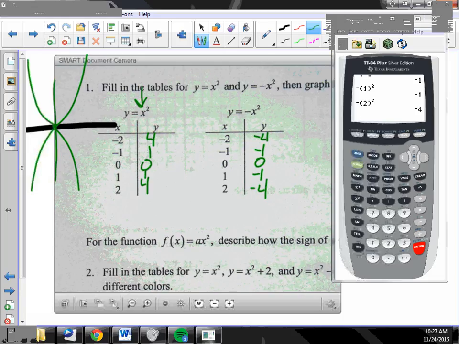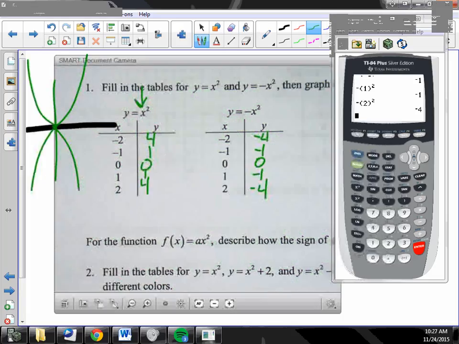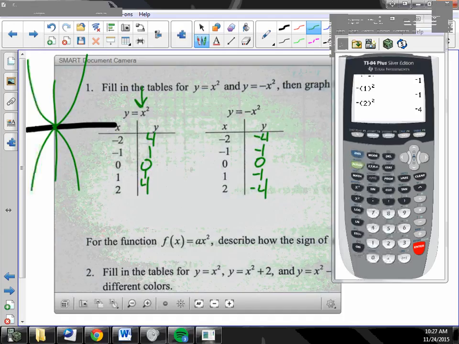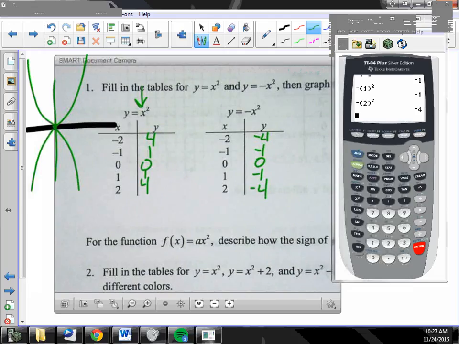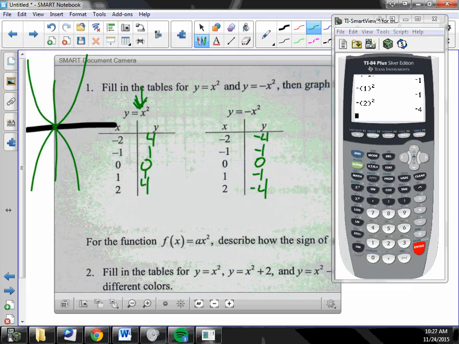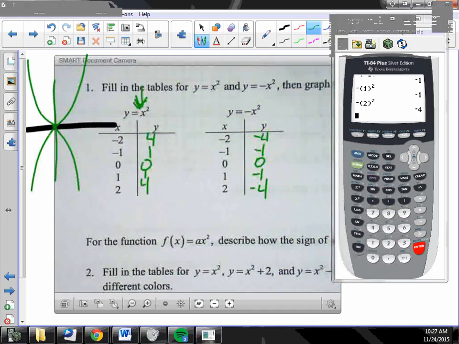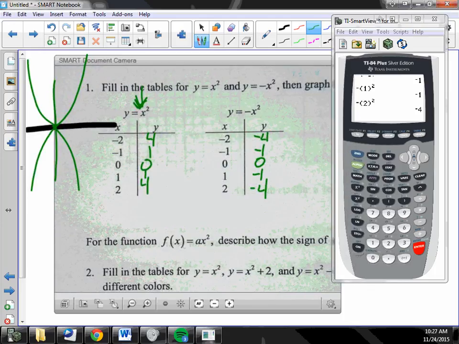And then the question below asks, for the function f of x equals a of x squared, so a is the number in front of the x squared, describe how the sign of a changes the graph. What happens when the number in front is positive? What does the graph look like? And what do you mean by positive? It opens up. So if a is positive, the graph opens up. So write that down.